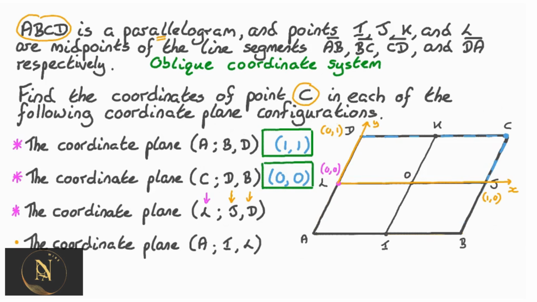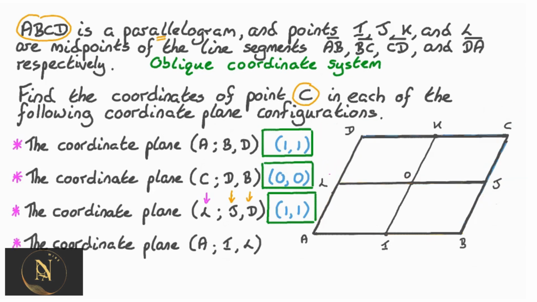Repeating the process from the first part of this question, we see that line JC is parallel to the y-axis and intersects the x-axis at point J. Likewise, line DC is parallel to the x-axis, and this intersects the y-axis at point D. Point C is therefore 1 unit in the x direction and 1 unit in the y direction. And we can conclude that in the oblique coordinate plane LJD, point C has coordinates 1, 1.